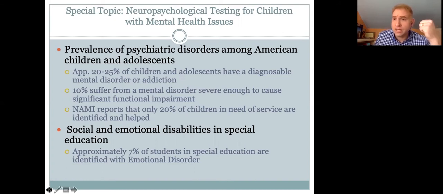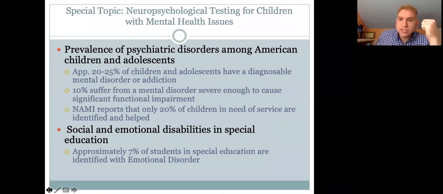For example, I have a terrible snake phobia, completely diagnosable. Am I functionally impaired? Not really. I mean, I live outside of Boston. It's not something that comes up a lot. If I lived in the woods, it would probably be a much bigger problem for me. But 1 in 10 kids do suffer from something severe enough to cause significant functional impairment in their lives. That really undermines their ability to function. And the National Alliance for the Mentally Ill reports that only about 20% of those kids are identified and helped.